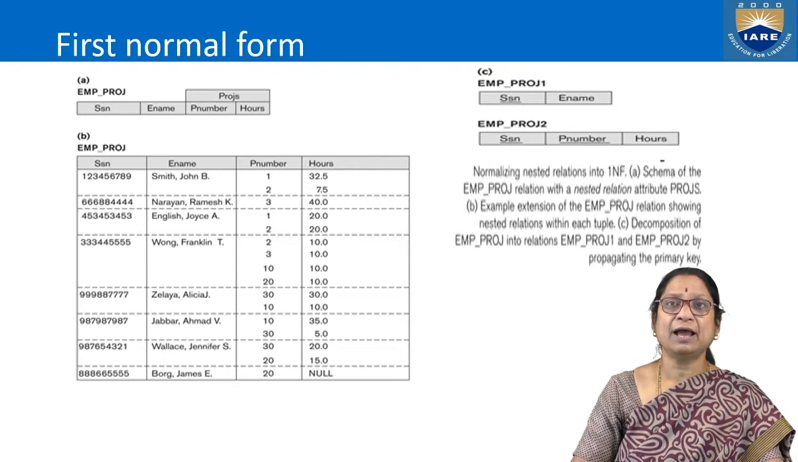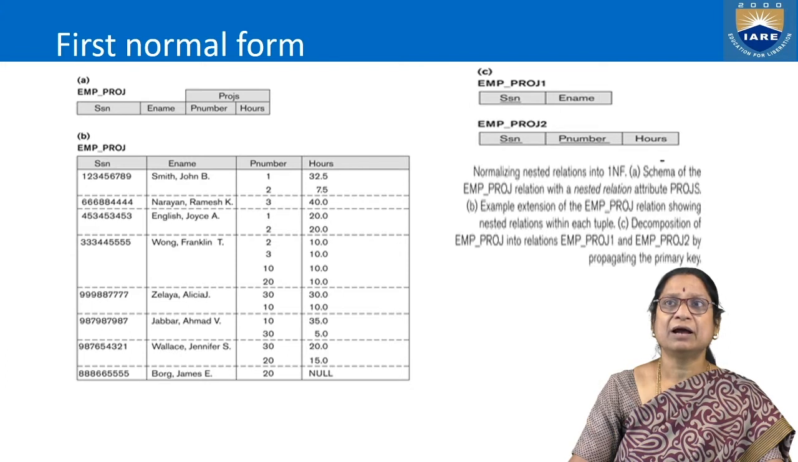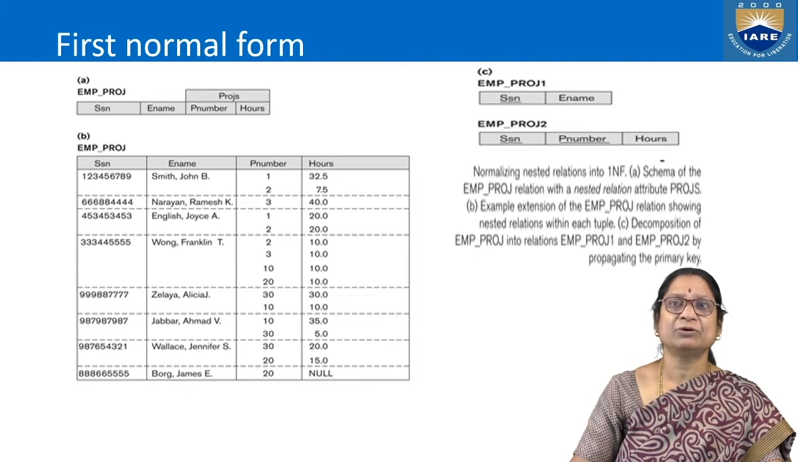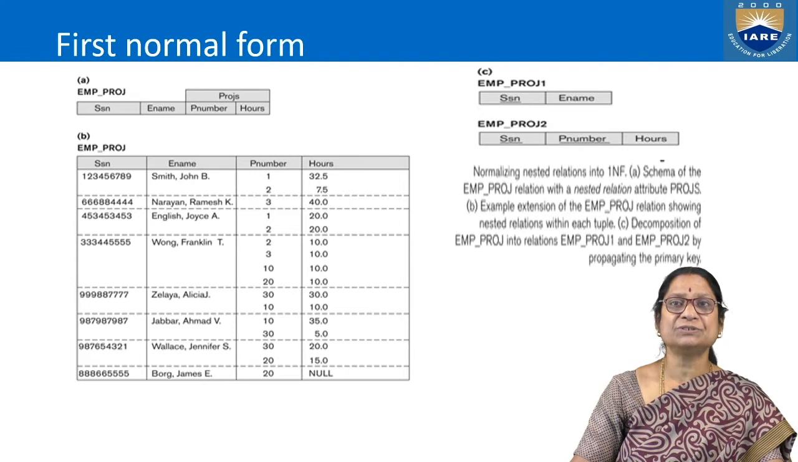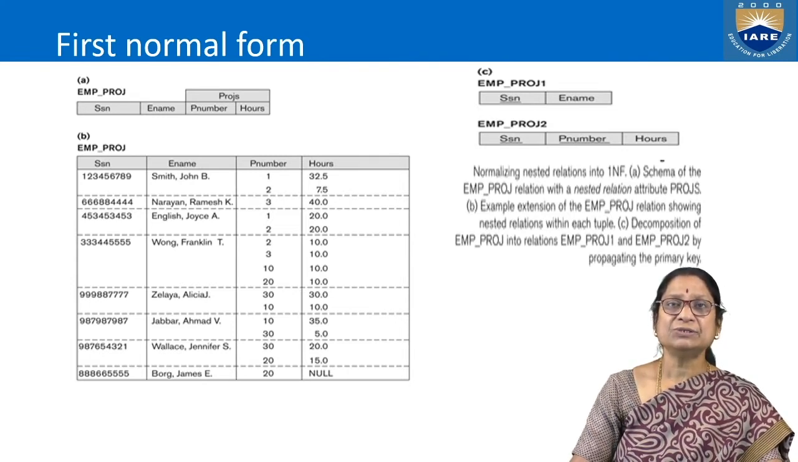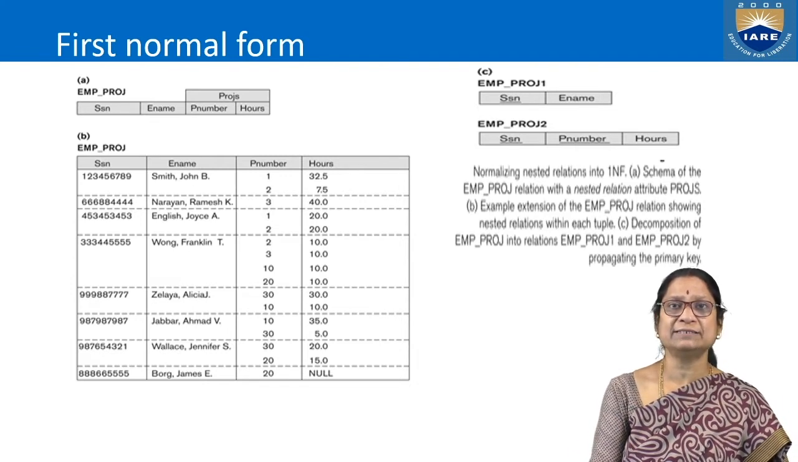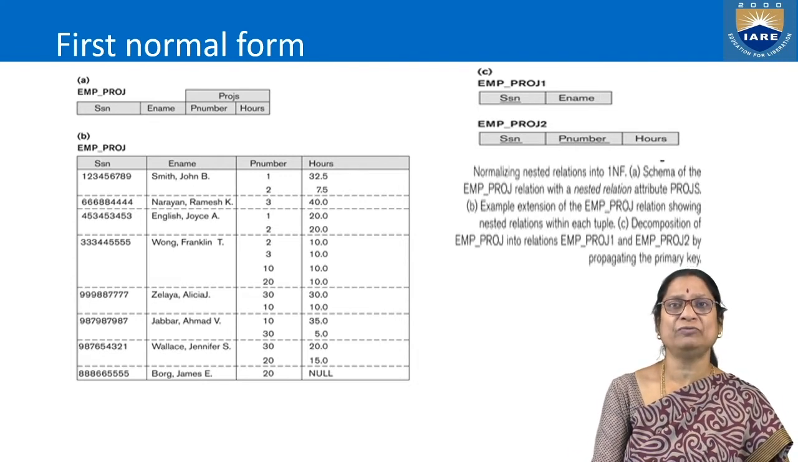Or you can have a decomposition of the relation also. How can you decompose? I may decompose this relation into social security number and employee name as one table, and social security number, project number, hours as another table. Because of this decomposition, repetition can be reduced. Anyway, whichever way you would like to consider, generally this is the rule we will follow.